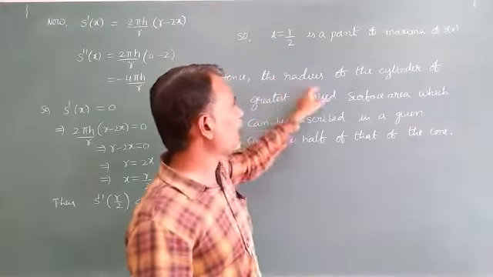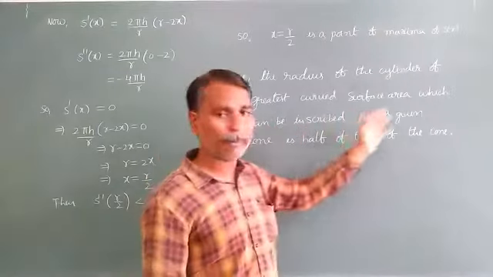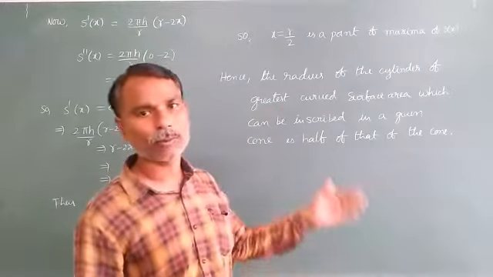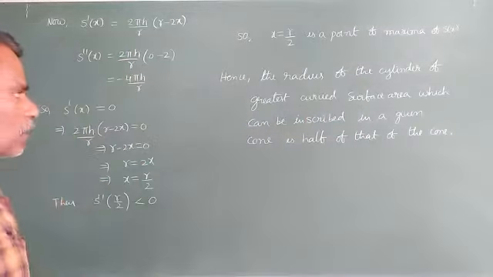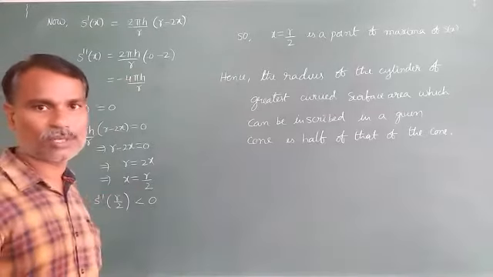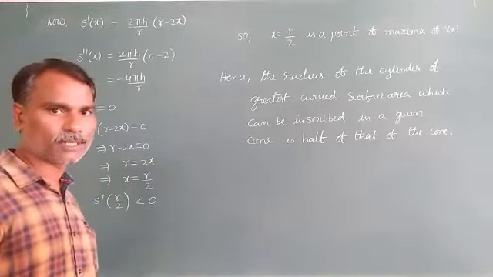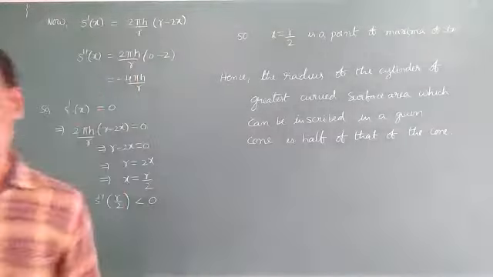So hence the radius of the cylinder of the greatest curved surface area which can be inscribed in a given cone is half of that of the cone, that is, half of the radius of the cone. This is a simplification, students. If you observe previous years, it came once in a public examination also. So note it down.